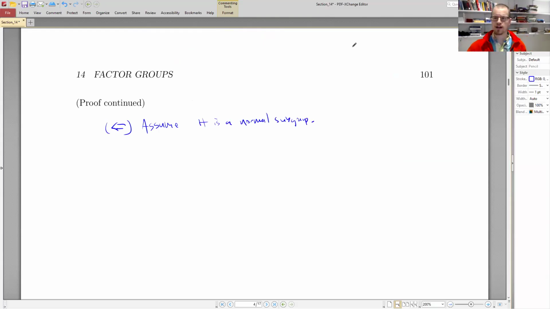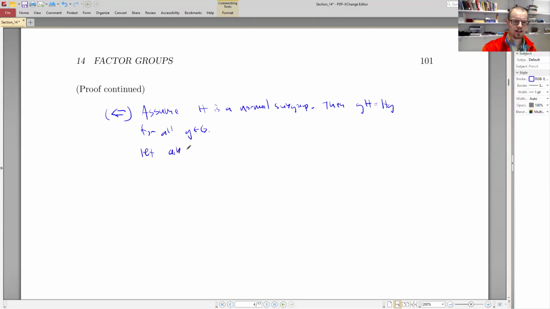So I assumed well-defined, I showed normal subgroup. Now I'm assuming normal subgroup, and I'd like to show that it's well-defined. So assume H is a normal subgroup. Then, just as a reminder, we're saying that gH is equal to Hg for all g in G. All right.